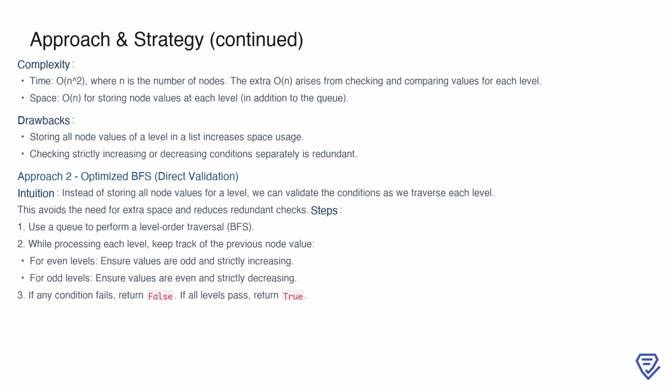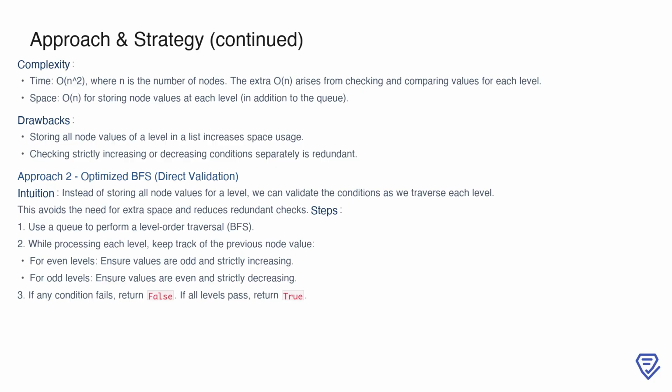The brute force approach has some notable drawbacks in terms of complexity. Time complexity is n squared, where n is the number of nodes, due to the extra work required to validate the values for each level after traversal. Space complexity is n, as we need additional storage to hold the node values for each level in lists. Moreover, storing all node values and then separately checking for the strictly increasing or decreasing conditions introduces redundancy.